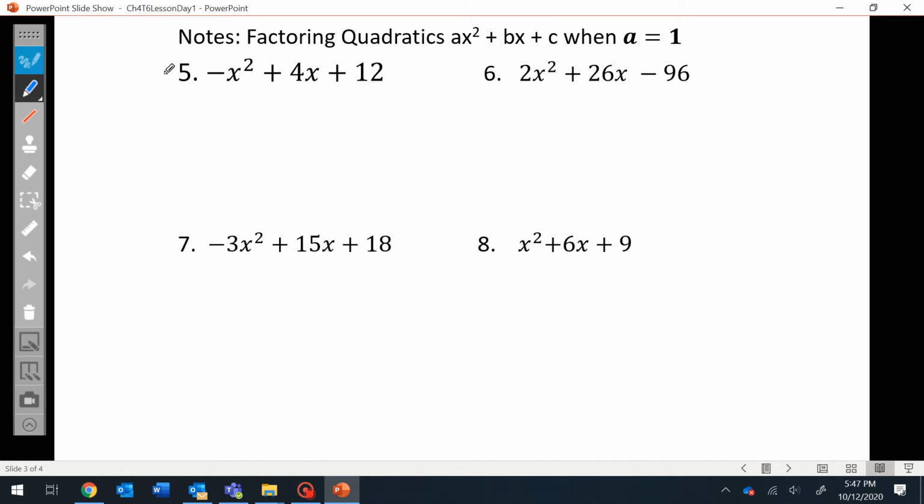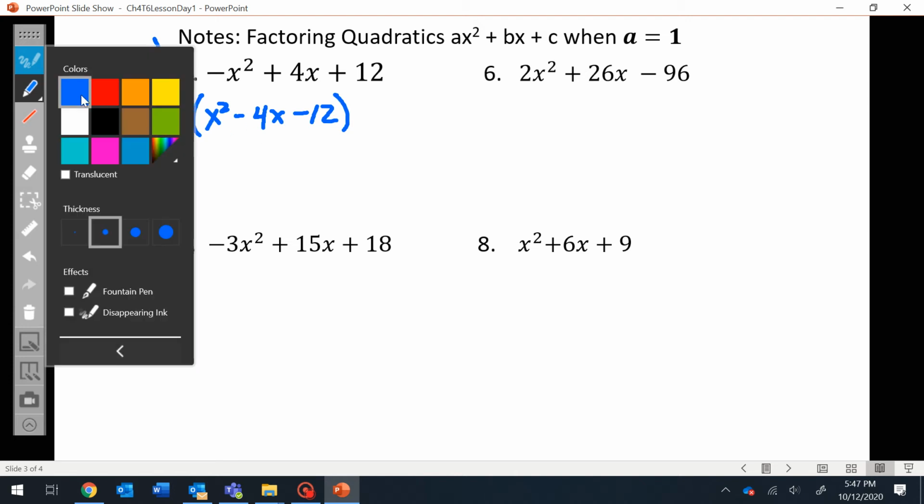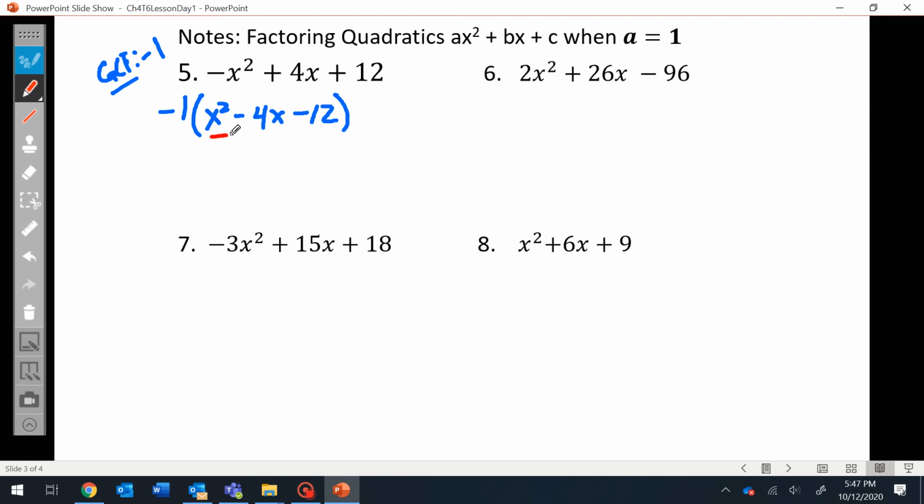Number 5. This one starts with a negative, which means we need to factor out a negative GCF, and the GCF is 1. So we're going to have to factor out a -1. When we factor out a -1, we're left with x squared minus 4x minus 12. Now, what I want to factor is what's in the parentheses. I want to factor x squared minus 4x minus 12.